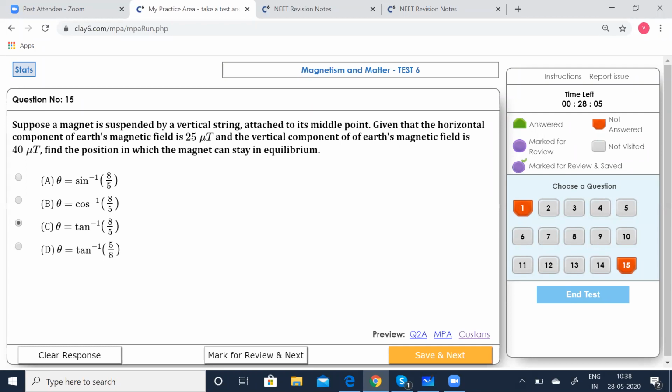While selecting the options, you'll have to be very careful. See, sine inverse of 8 by 5 is also given. So in a hurry, you should not tap that option. It is going to be tan inverse of 8 by 5. So select the correct option, and be careful with your selection also. Okay, so save that. We have ended the test.